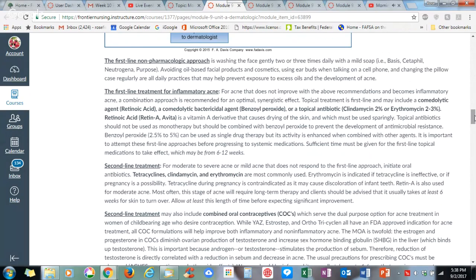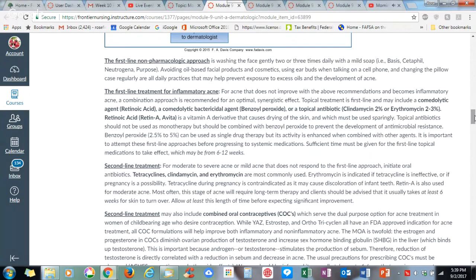Retinoic acid, which is Retin-A or Avita, is a vitamin A derivative that causes drying of the skin and must be used sparingly. Topical antibiotics should not be used as monotherapy, but should be combined with benzoyl peroxide to prevent the development of antimicrobial resistance. Benzoyl peroxide, 2.5 to 5%, can be used as single drug therapy, but its activity is enhanced when combined with other agents. It is important to attempt these first-line approaches before progressing to systemic medications. Sufficient time must be given for the first-line topical medications to take effect, which may be from 6 to 12 weeks.